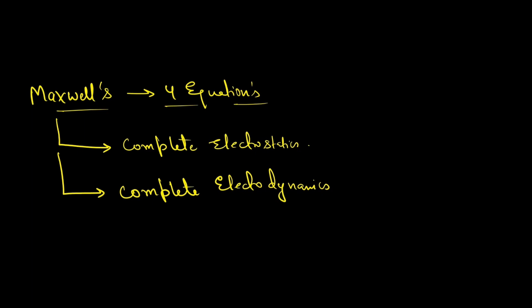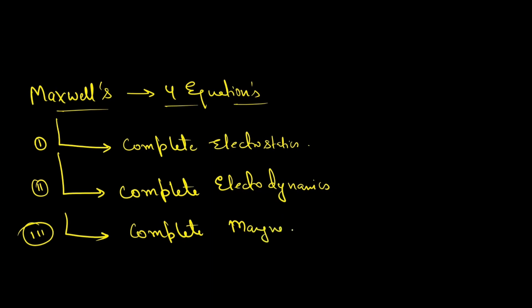Then he has given the third equation, from which complete magnetism is explained. With one equation all the magnetism is completed: Biot-Savart's law, Ampere's circuital law, all the laws. You may not have heard these laws yet, but all of them are covered by magnetism. The last equation he has given is about the electromagnetic wave. That can be explained with one equation.